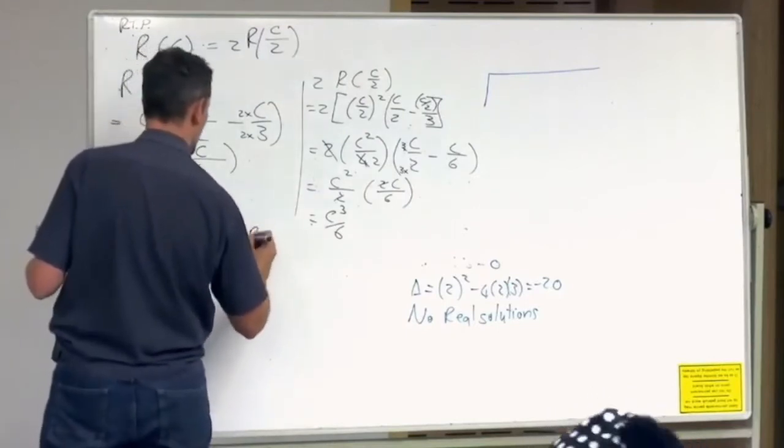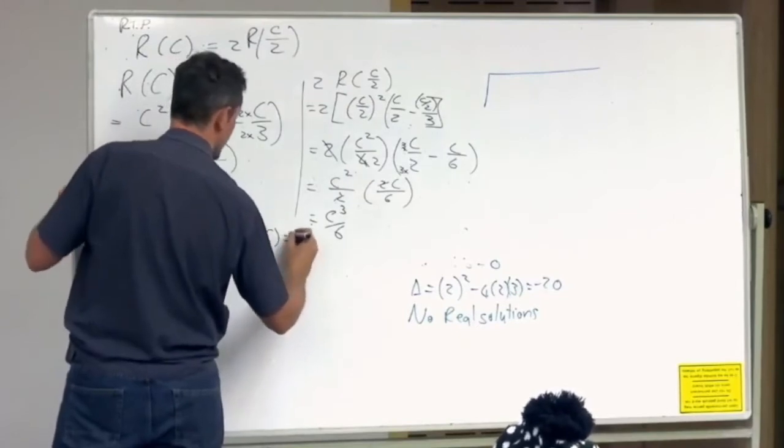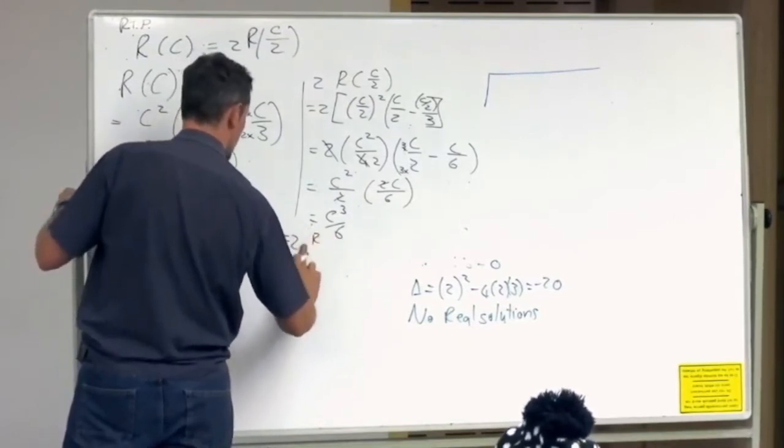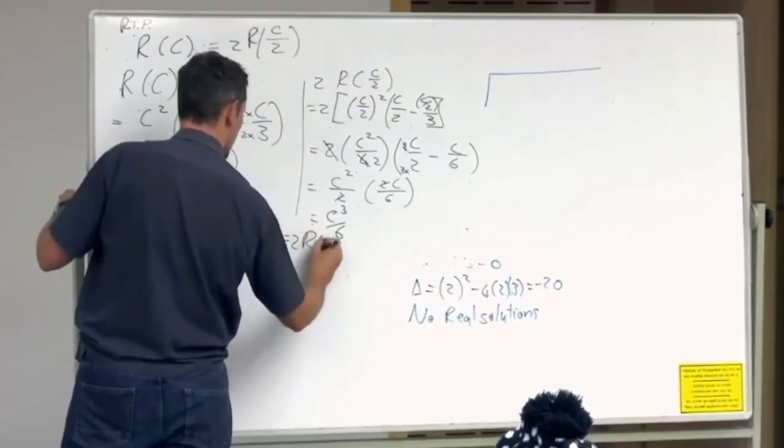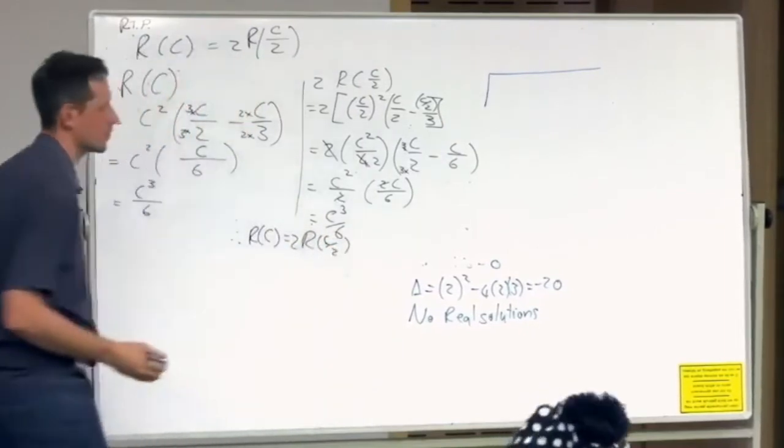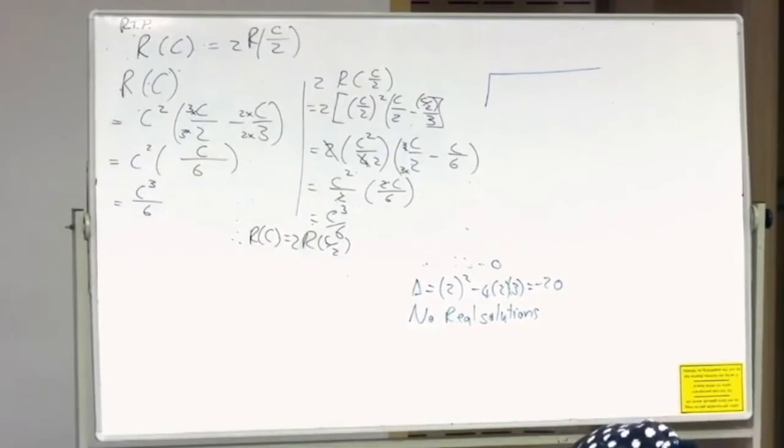Therefore, R of C is equal to 2 times R of C over 2. Ladies and gents, do not overthink this. Some of you guys were trying to go, but sir, how could this be equal to that? I cannot see it. I'm like, guys, chill. Work left, work right, get them equal.